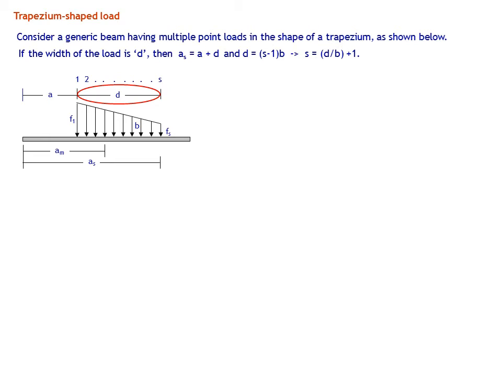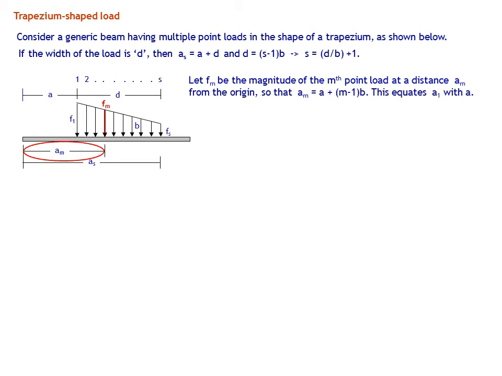This is an important equation which we'll use later when we come to convert a multipoint load into a solid load. If we focus on one of the point loads and call it Fm, where m is an index running from 1 to S, then Fm is situated a distance am from the origin, and we have the simple relationship that am is equal to a plus (m minus 1)b. From this we see that when m is equal to 1, we get that a1 is equal to a, another result which will be important later. The distance to the last load, as, is equal to a plus d.